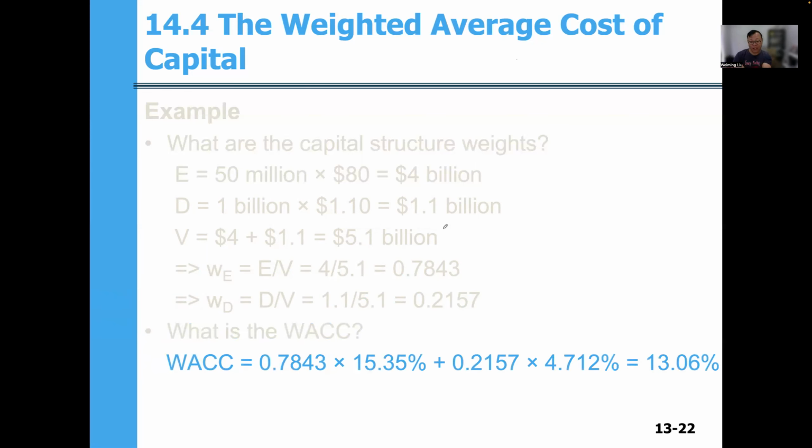What is the WACC? Well, I'm using the weights carefully. So this is for equity, WE, and this is for the debt, WD. And these two numbers we calculated on the previous screen. So the weighted average we calculated is 13.06%.